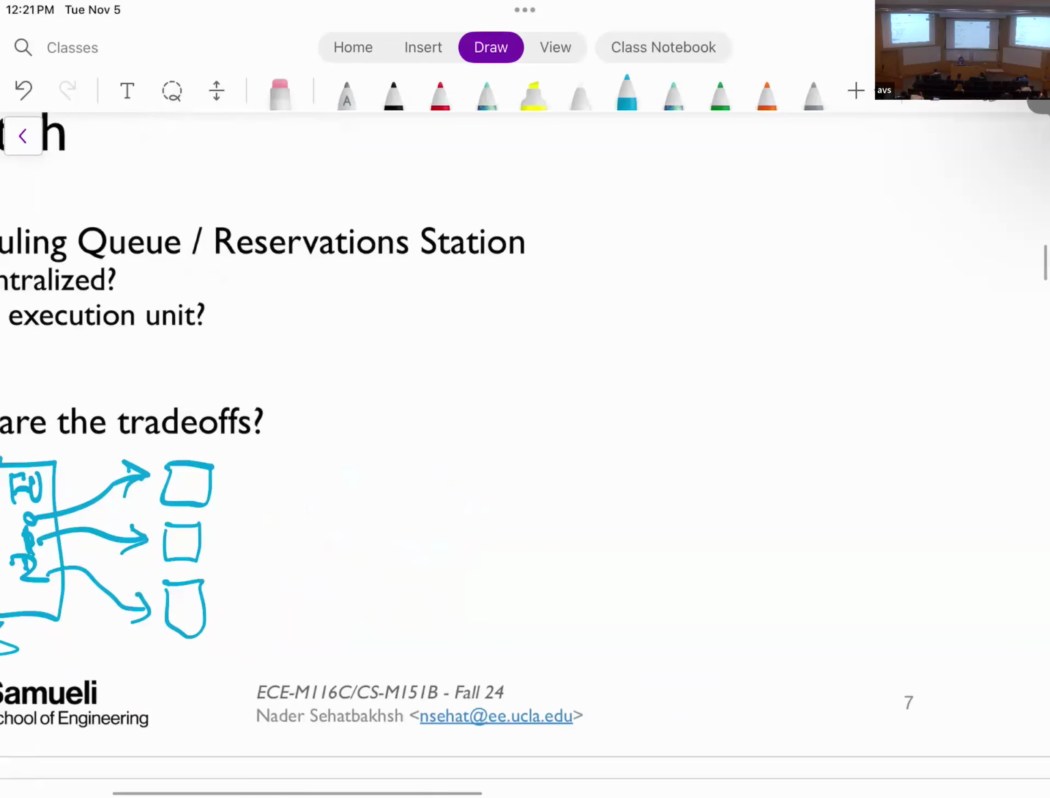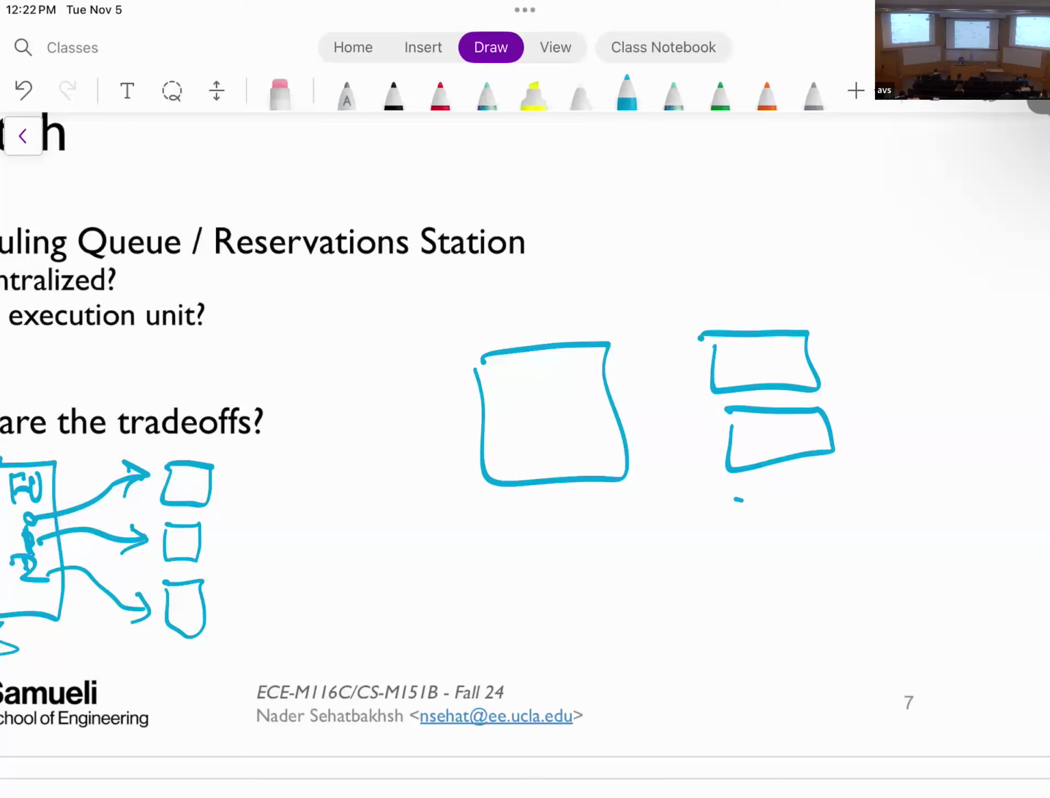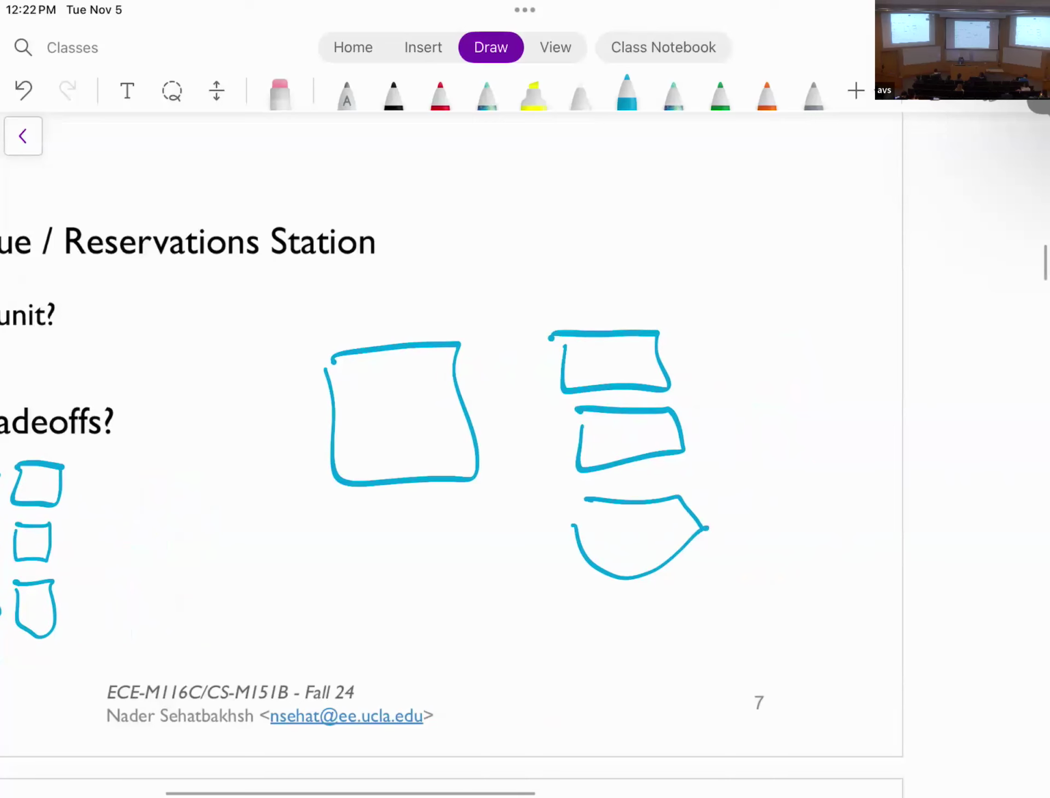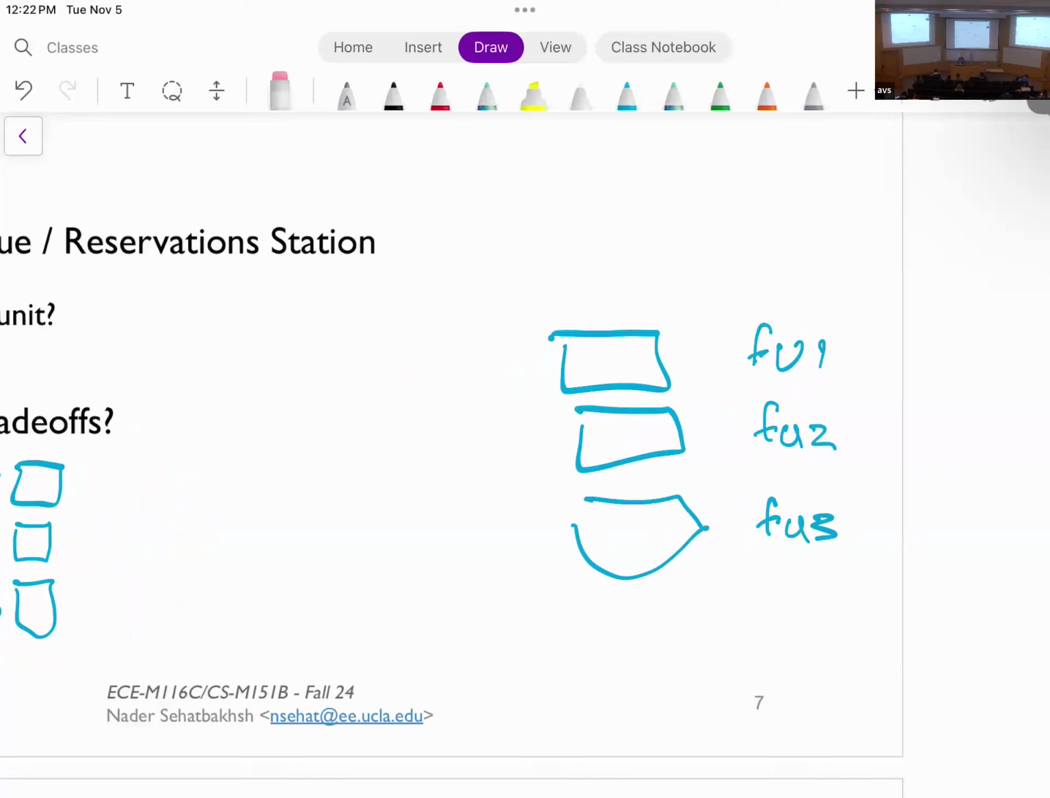The other option is that instead of a reservation station, you can have queues per functional unit. If this is functional unit 1, this is functional unit 2, and this is functional unit 3, instead of having a centralized reservation station, you completely get rid of it and write things directly into a dedicated queue for each functional unit. So you know exactly which functional unit this instruction is going to use. Instead of writing it to a centralized reservation station, you write it to a dedicated functional unit queue.